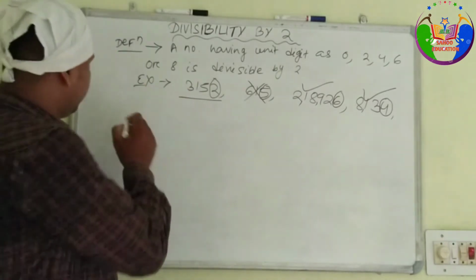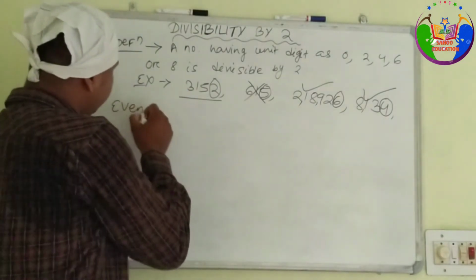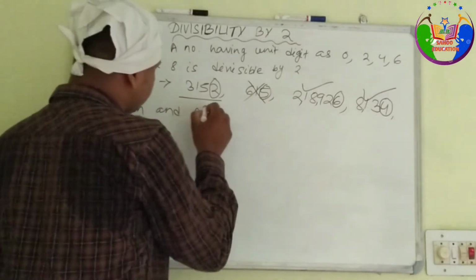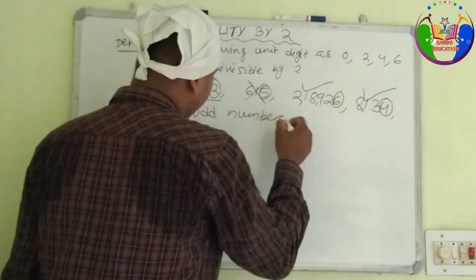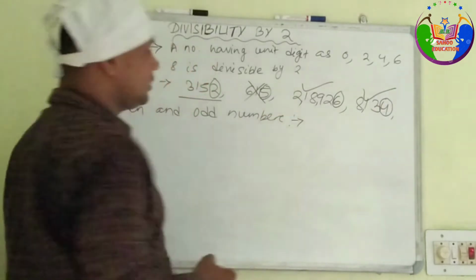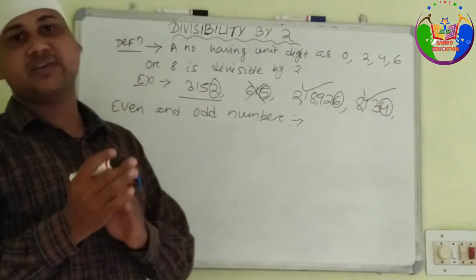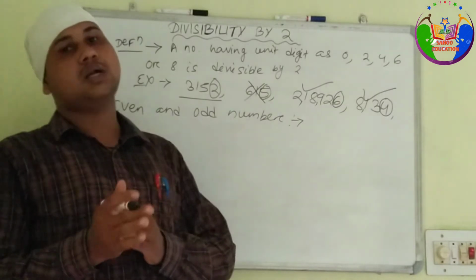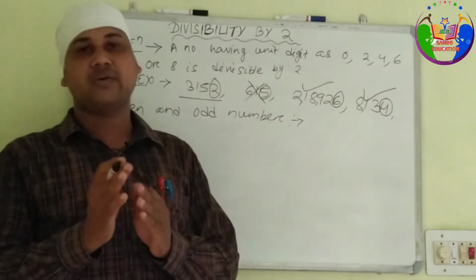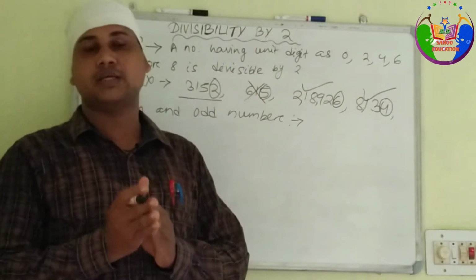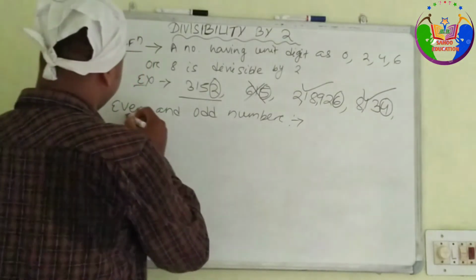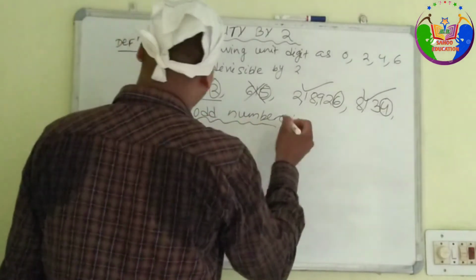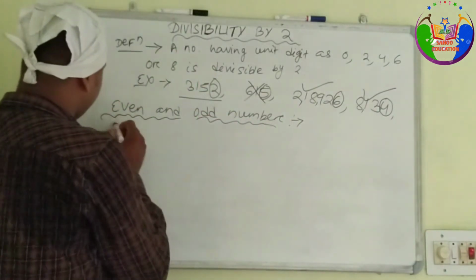Then we will see even and odd numbers. So what is an even number and what is an odd number? If a number is divisible by 2, it's called an even number. If the number is not divisible by 2, it's called an odd number. So let us write the definition of even and odd numbers.